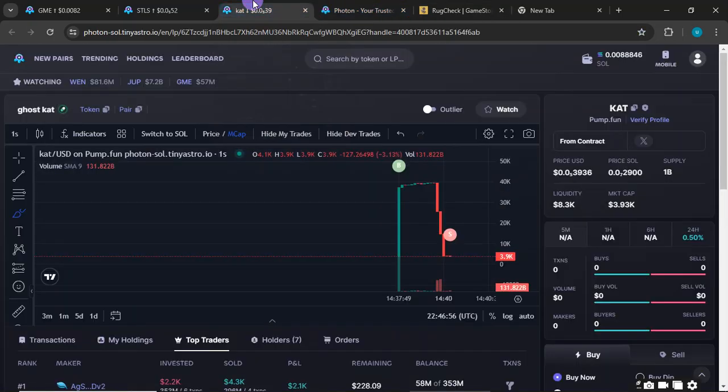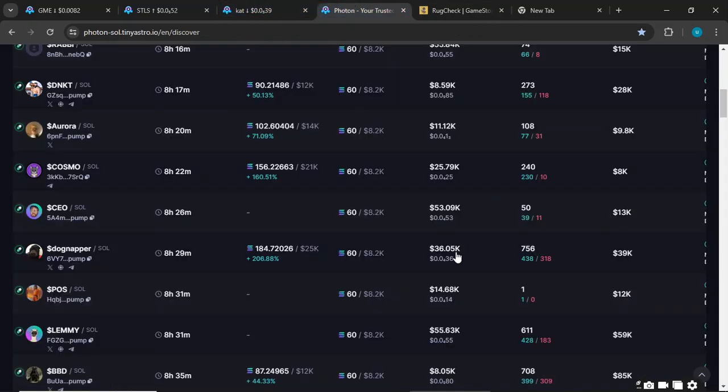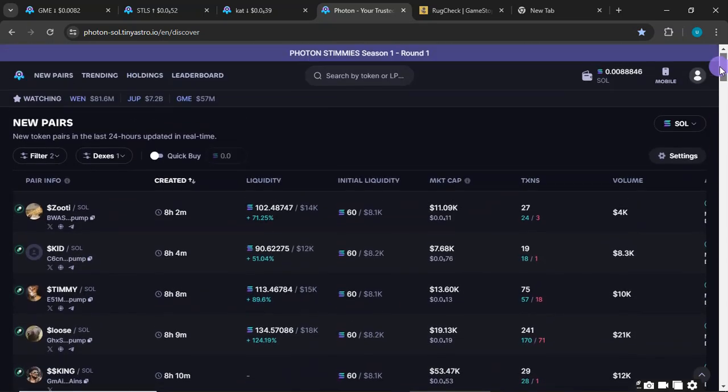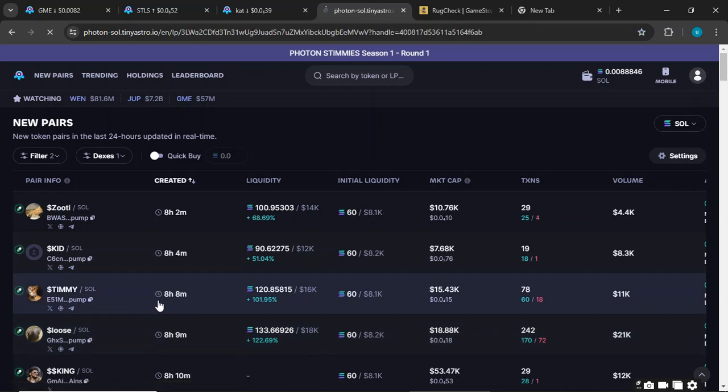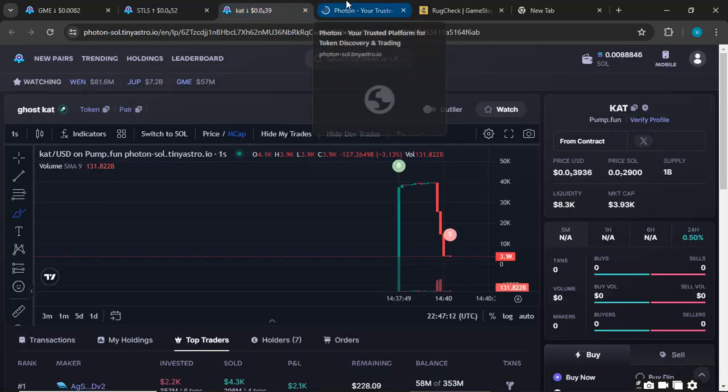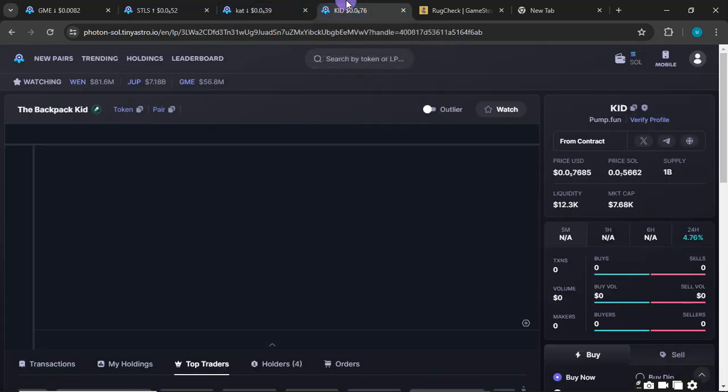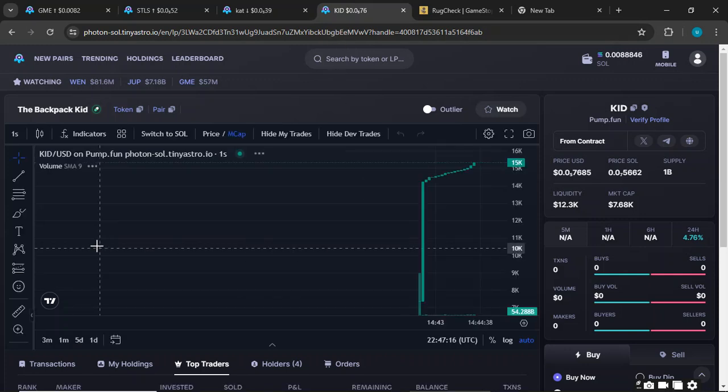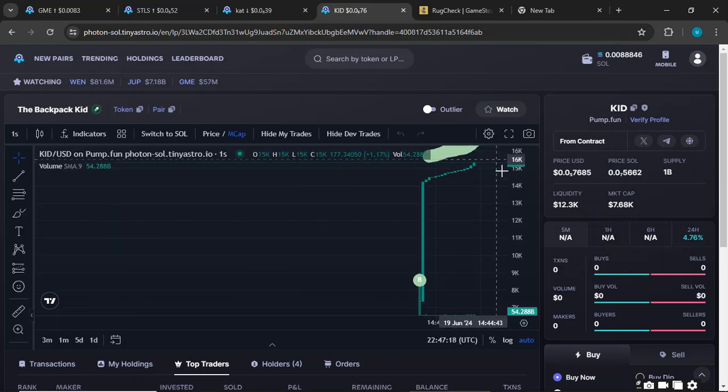So I'll leave you guys with this. Then maybe in our next video I'll be sniping, showing us how to snipe very, very early, before they get to photon.com. You know, they get listed on pump.fun. That is where all those tokens are always listed first. So we need to catch them, we need to get them very, very early.